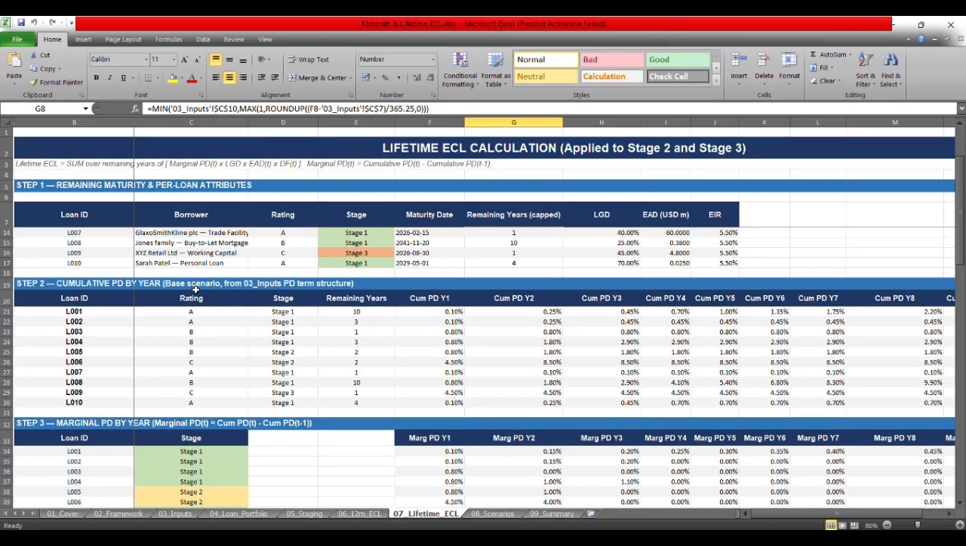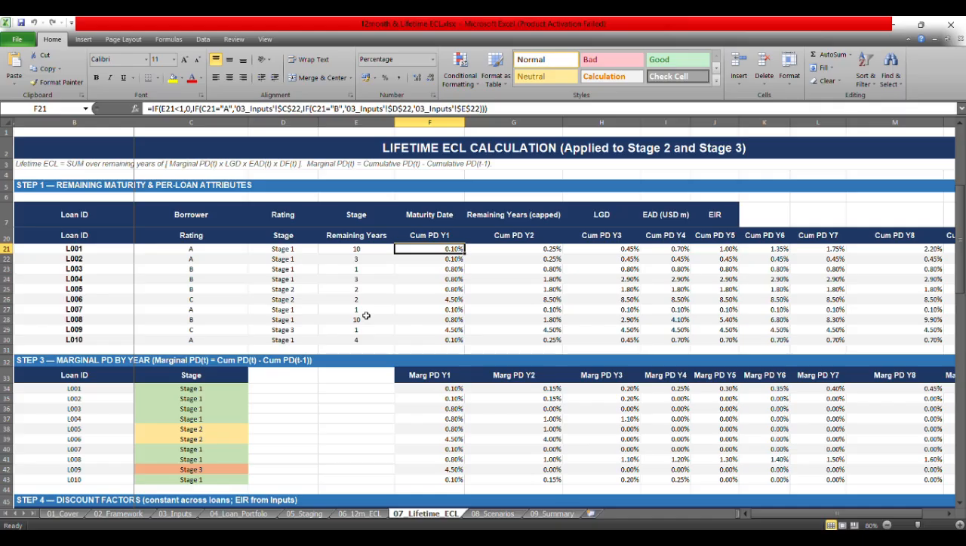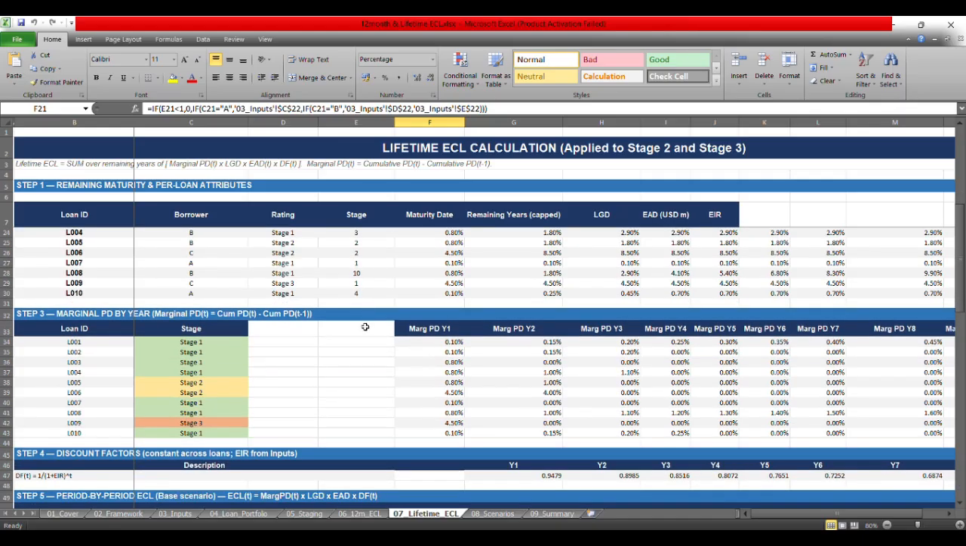Then I build a cumulative PD table by year for the base scenario. This is done from the PD term structure table, and a cumulative PD schedule is built for each loan. If the loan, let's say, matures in the 3rd year, then we use the PD for years 1, 2, and 3, and beyond that we just hold the number flat, because there's no more risk. We require only till the 3 years, so we consider only that.